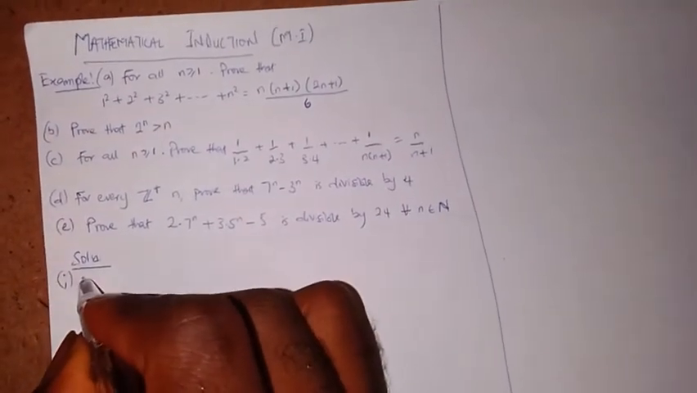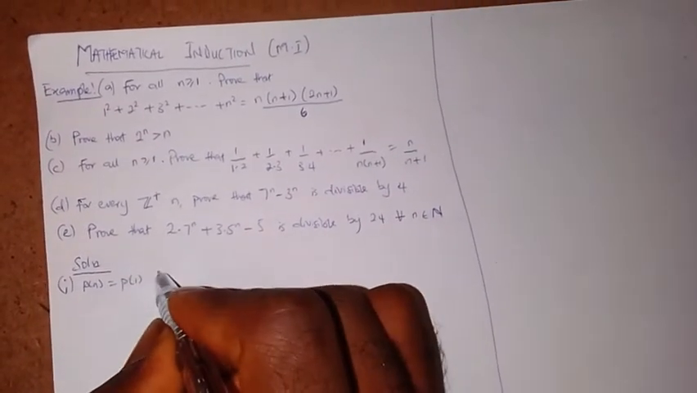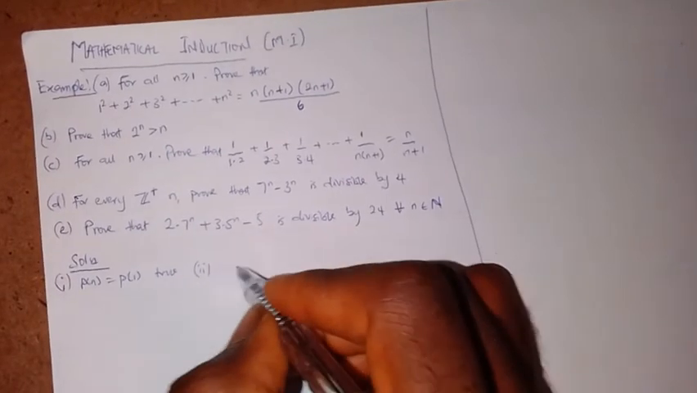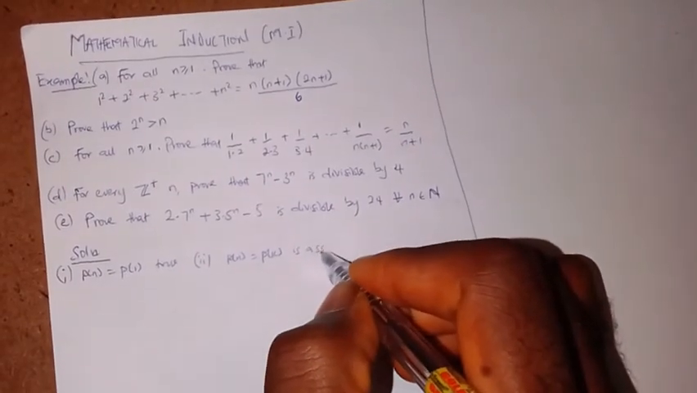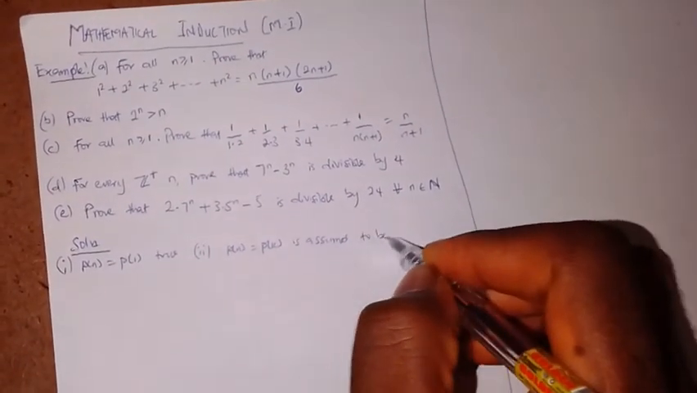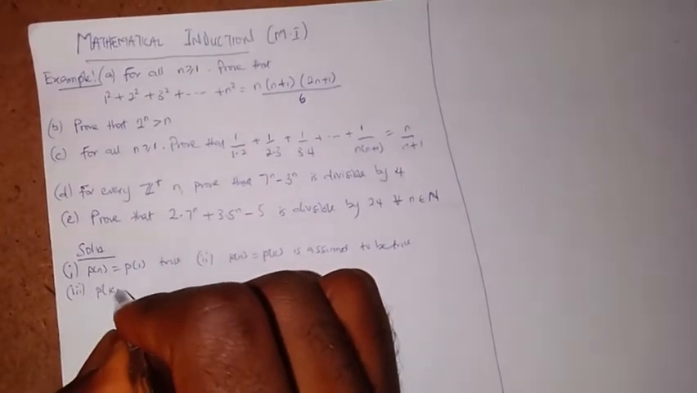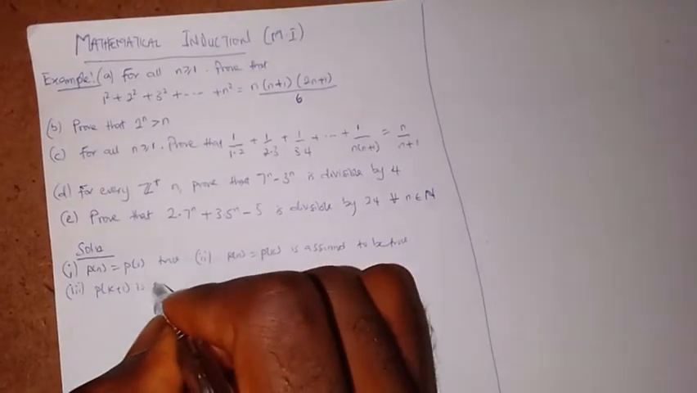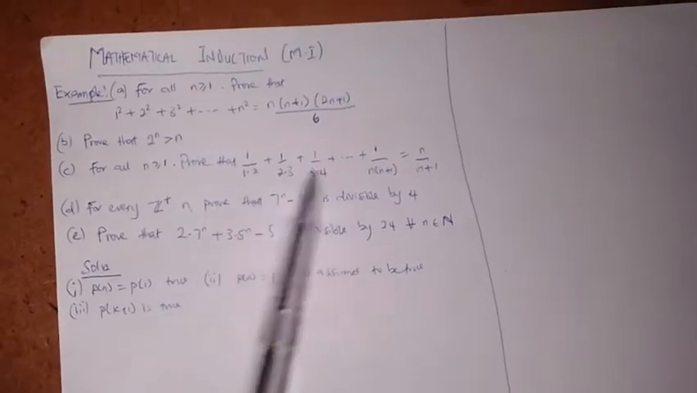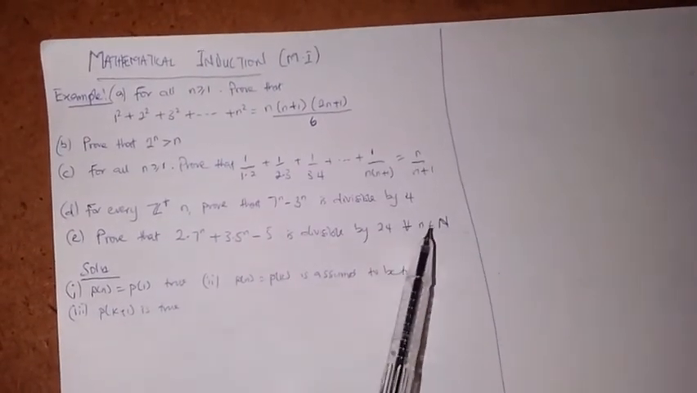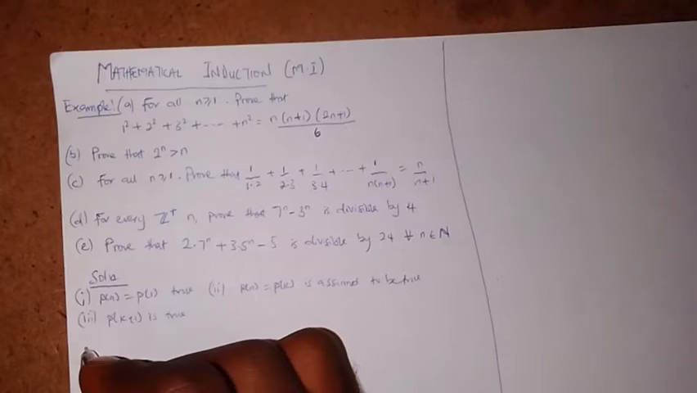The first one is what we have to prove for our P of n, which is equal to P of 1, to be true. Number 2, we have to prove that P of n, which is equal to P of k, is assumed to be true. And also we have to prove that P of k plus 1 is true. So these are the three things we need to prove. If we can prove that these three work, it means that the formula for each of these questions is true for those series. Okay, now for the first question, let's say I'm going to solve that.